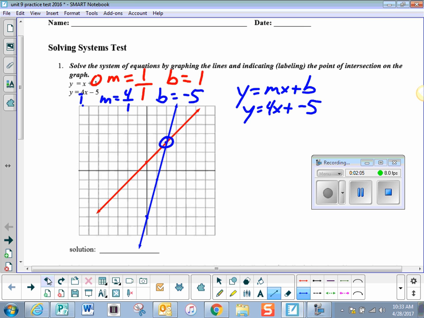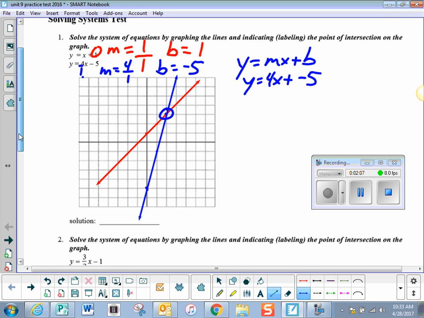So then I write down the right answer, which is 3, 2. What did I ask you to do? Label it on the graph and write it here. And I can plug and chug to check. Is 2 plus 1 3? Yes. You said 2, 3. Or sorry, 2, 3. My bad. Thank you. 2, 3.